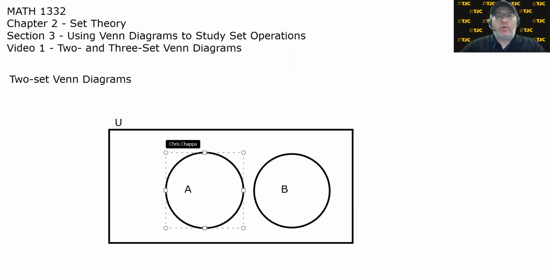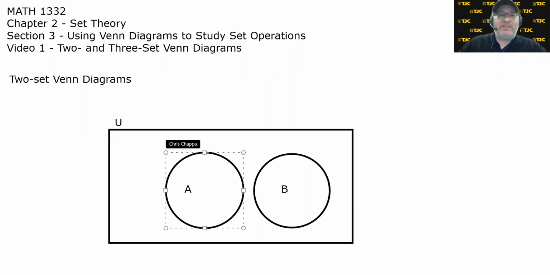In this section, we're going to explore how we can use Venn diagrams to answer some questions about set operations. In particular, to answer the question, are two set operations equal? Because sometimes it looks like just a mess of algebra, but you can boil it down to some pretty simple set operations. We're going to start by looking at a generic two-set Venn diagram.